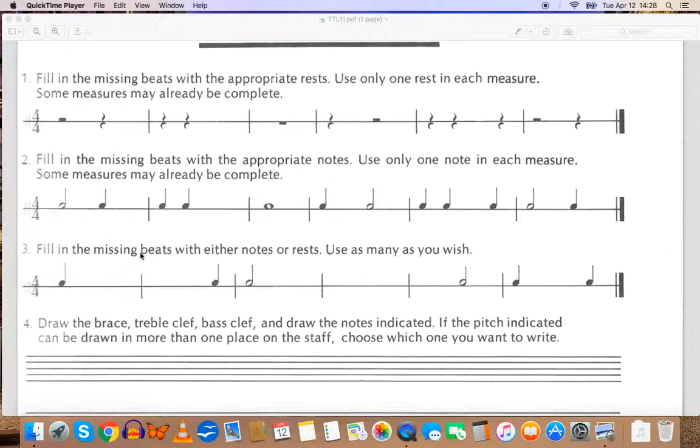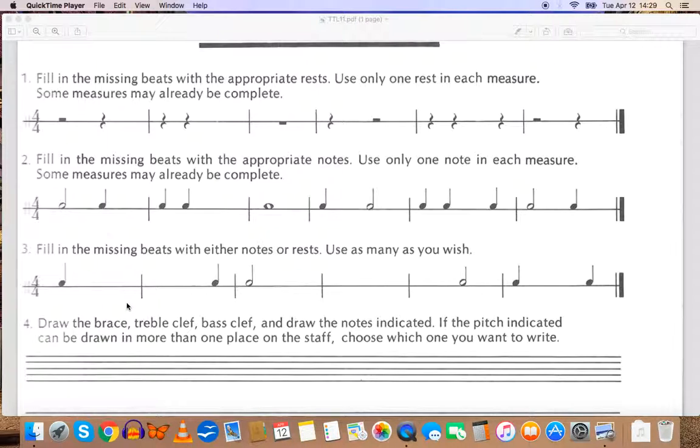Number 3, fill in the missing beats with either notes or rests. So this is the same as these, except you can use a note or a rest or both. Use as many as you wish. Okay, so here's where we can get a little more creative. So here we have a quarter note. In a bar of 4/4, we're missing 3 beats. So we've got 3 beats we can play around with. Let's say I did a quarter rest here, and then maybe I did 2 quarter notes here.